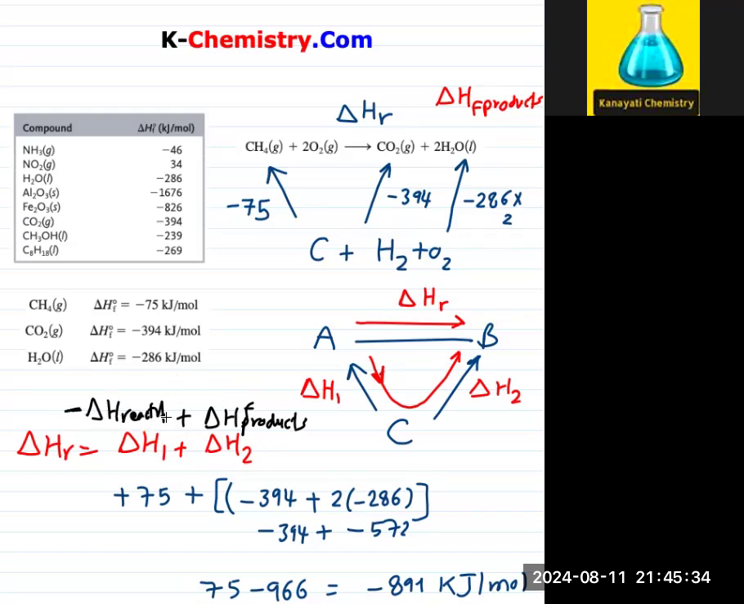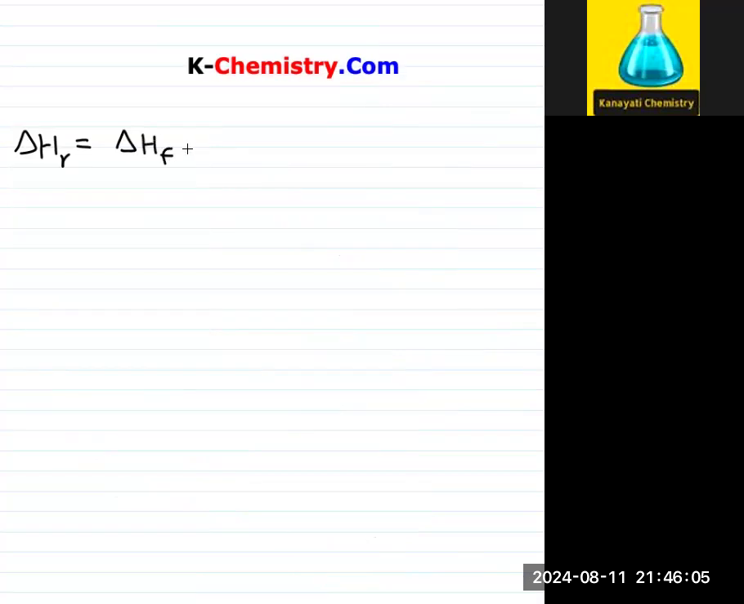So if you want to correct this one, we can say that it is delta H of products minus delta H of reactants formation. So without making the Hess cycle, you can try to find the delta H of any reaction, delta H of reaction, by just doing this equation that we did right now. The delta H of any reaction is equal to the delta H of the formation of the products minus the delta H of the formation of the reactants.